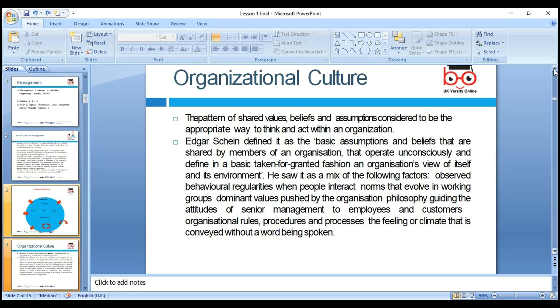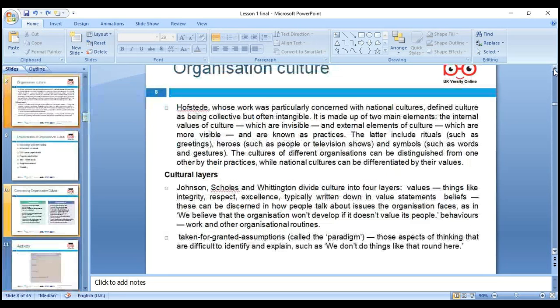Culture is also the organization's rules, procedures, processes, feeling, or climate that is conveyed without words. Without saying anything, when you enter the organization, you can say, "Oh, it's a wonderful organization. People are very supportive." This represents the culture.